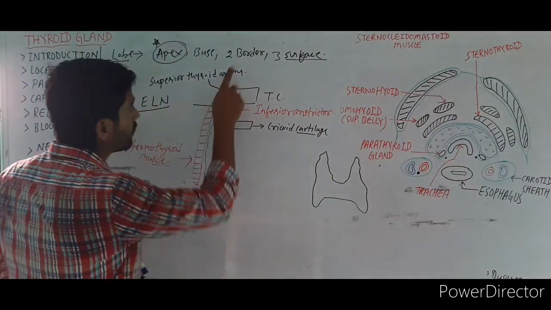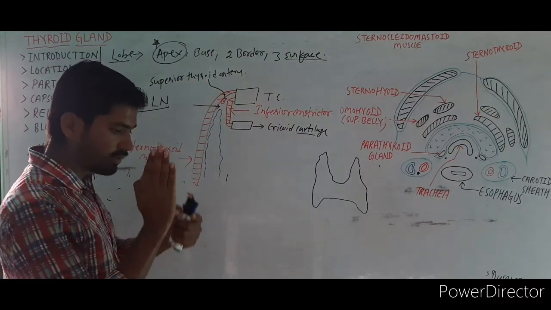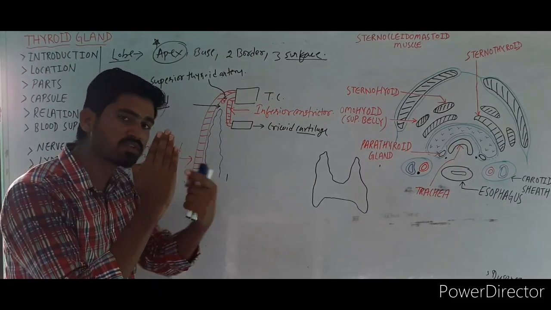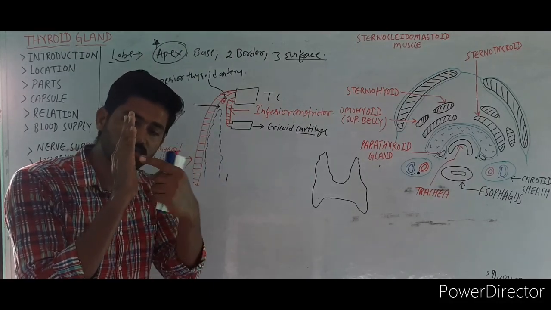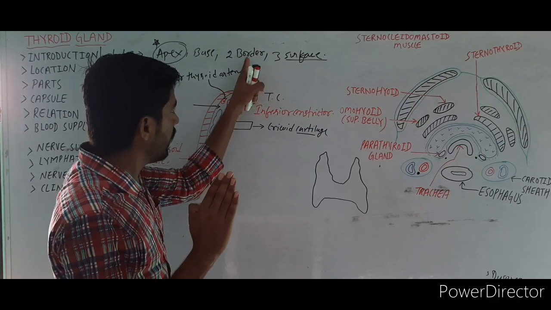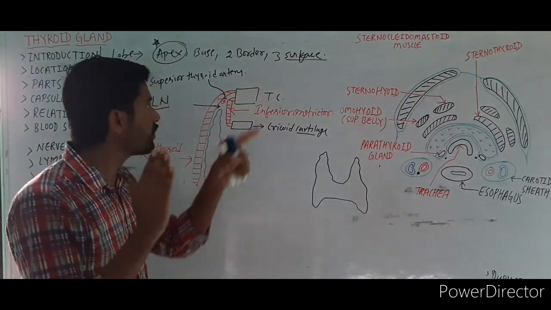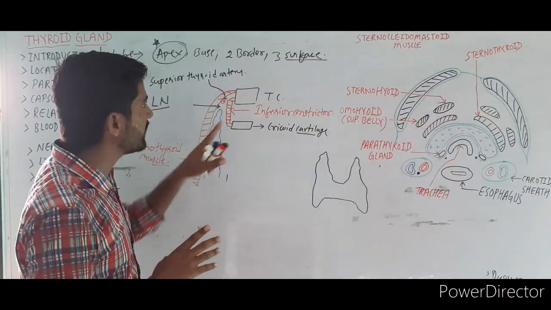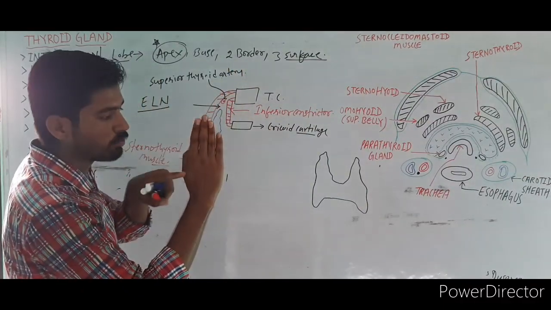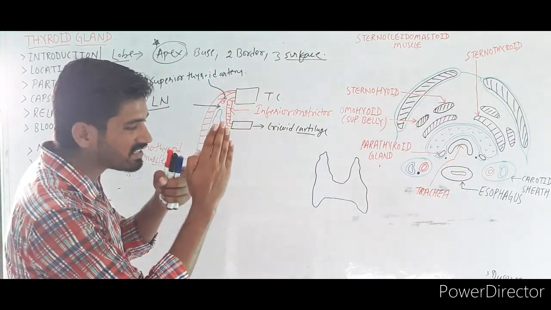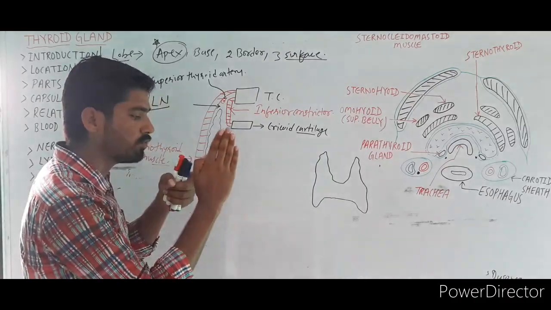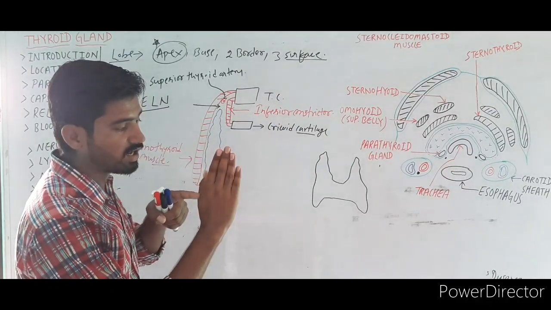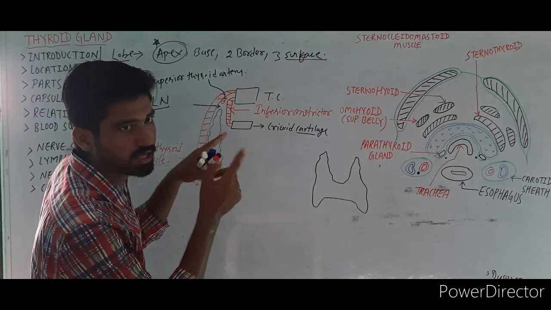Now we have to move on to the borders. This is the anterior border and this is the posterior border. The anterior border separates the medial surface from the lateral surface. The relation is the anterior branch of the thyroid artery, which I will discuss when I cover the blood supply of the thyroid. The posterior border separates the medial surface from the posterolateral surface. Longitudinal anastomosis occurs along the posterior border. I will explain everything in the blood supply of the thyroid.